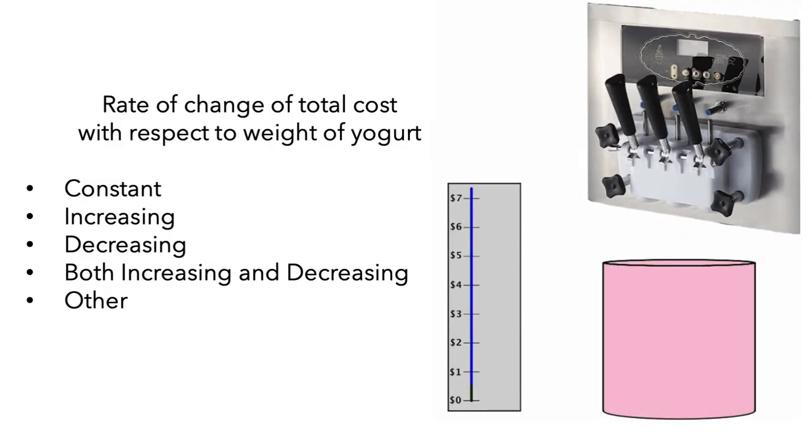The answer is that the total cost changed at a constant rate with respect to the weight of frozen yogurt that is added to the cup. Let's think about why this is.